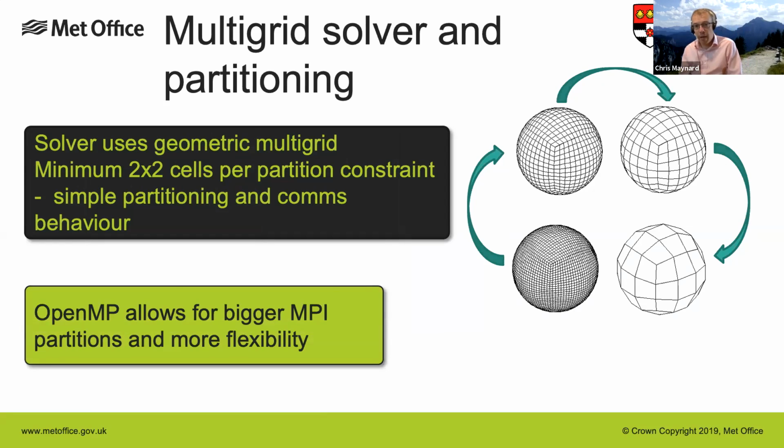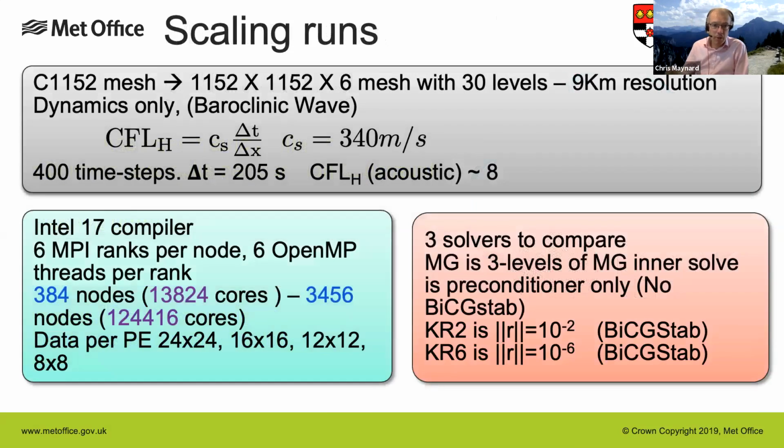If we use a different algorithm, we can change the algorithm. So this is now some quite large scaling. This is a very fine mesh, a C1152. That's 1152 by 1152 by 6, because of 6 panels, again with 30 levels. That's roughly a 9-kilometer resolution.